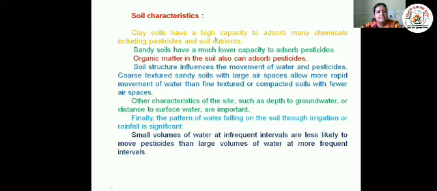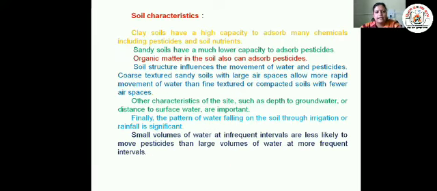Soil characteristics. See, clay soil has a high capacity to absorb many chemicals, including pesticides as well as soil nutrients, and these pesticides are released slowly from the clay, whereas sandy soil has a much lower capacity to absorb pesticides. Organic matter in soil can also absorb pesticides. Then soil structure influences the movement of water and the pesticides. Coarse texture sandy soil with large air spaces allows more rapid movement of water than fine texture soil with fewer air spaces.